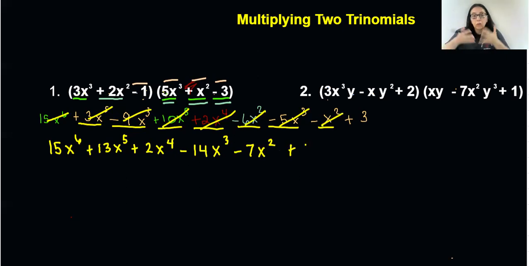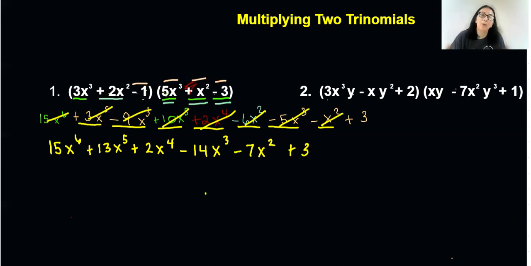Now you can see our answer is written in standard form from the biggest exponent all the way down to the end. 6, 5, 4, 3, 2. There aren't any ones. And then we got x to the 0, which is just 1. All right. So we did that one.